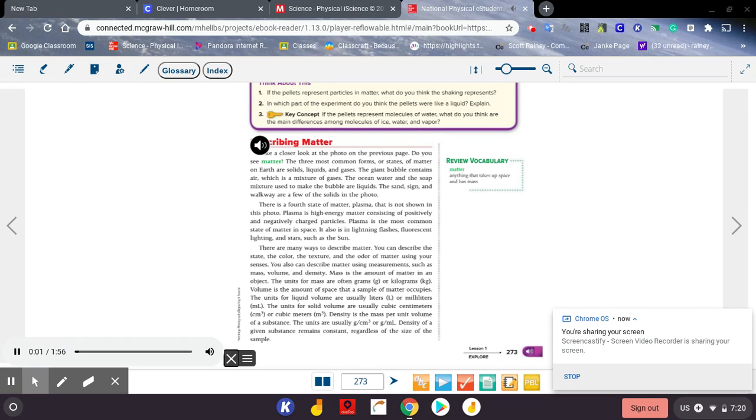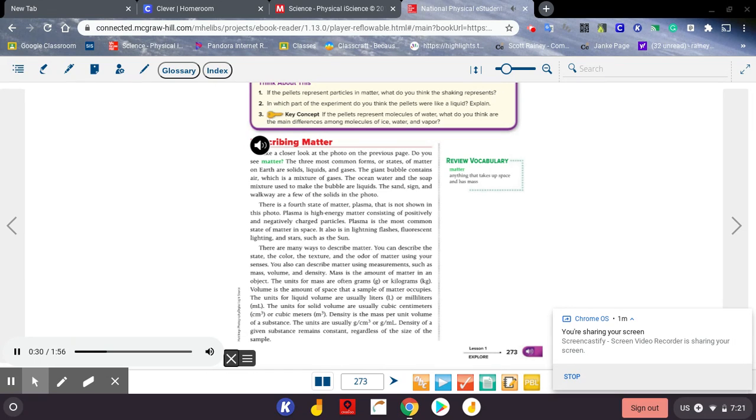Describing matter. Take a closer look at the photo on the previous page. Do you see matter? The three most common forms, or states, of matter on Earth are solids, liquids, and gases. The giant bubble contains air, which is a mixture of gases. The ocean water and the soap mixture used to make the bubble are liquids. The sand, sign, and walkways are a few of the solids in the photo.